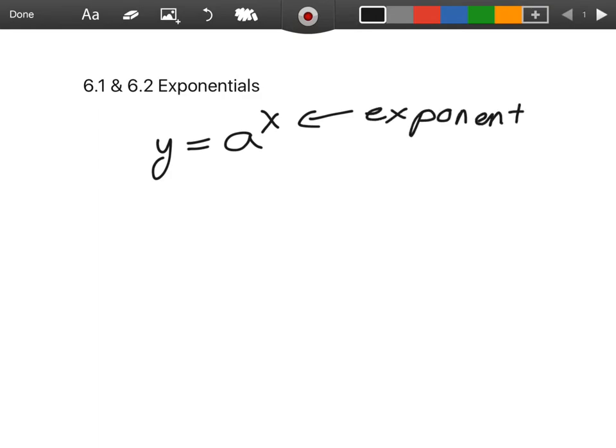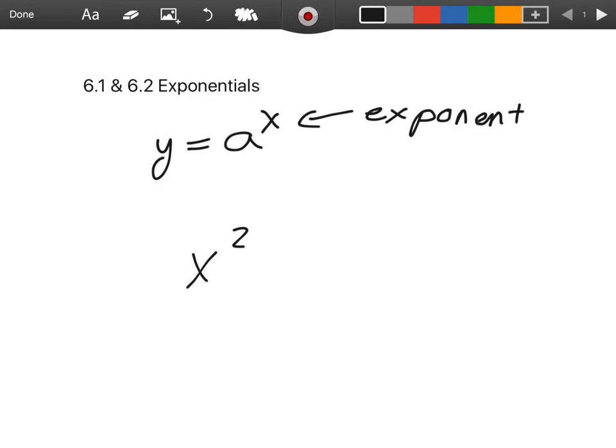Okay, 6.1 and 6.2 is over exponentials. So let's first talk about what an exponential is. An exponential is going to be of the form y equals a to the x. The thing that's different from what we've been talking about in the past is that the exponent is the thing that's changing. So we've been looking at stuff like x squared.